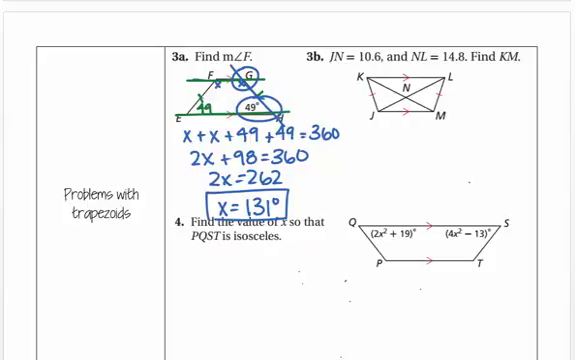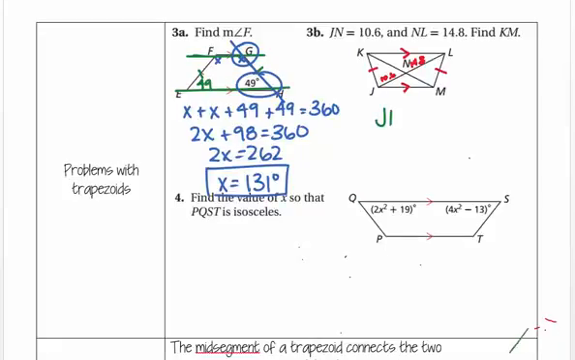So let's try the next one. Because they tell me that these two sides are the same and these two are parallel, I also know that these diagonals here have to be congruent. So when they tell me J to N is 10.6 and N to L is 14.8, I can find this total distance right here, this KM, because I know they have to be exactly the same.